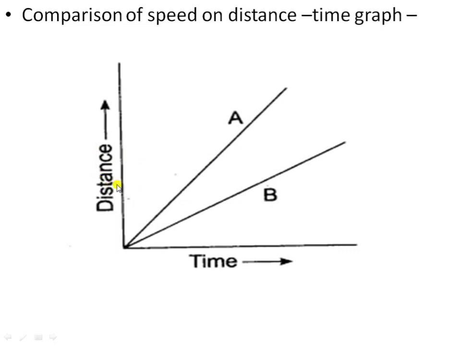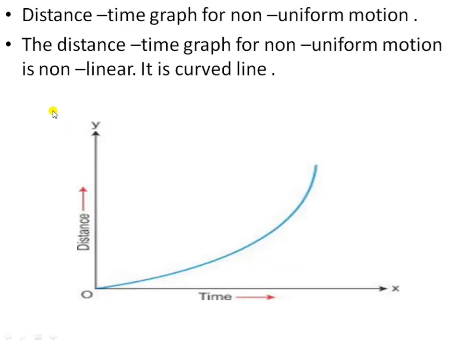Okay, next is the distance time graph for non-uniform motion. The distance time graph for non-uniform motion is non-linear, or it is a curved line. Here the time is on the x-axis and distance on the y-axis. In non-uniform motion, the speed of the moving object changes with time.